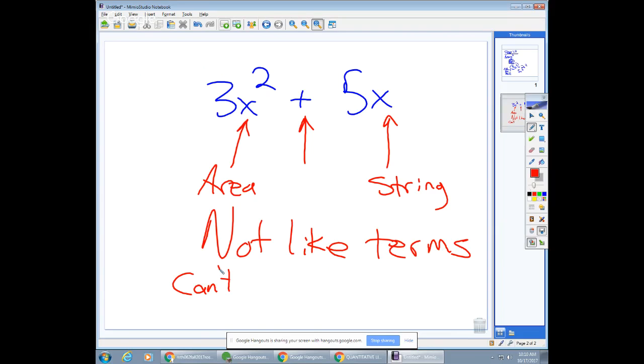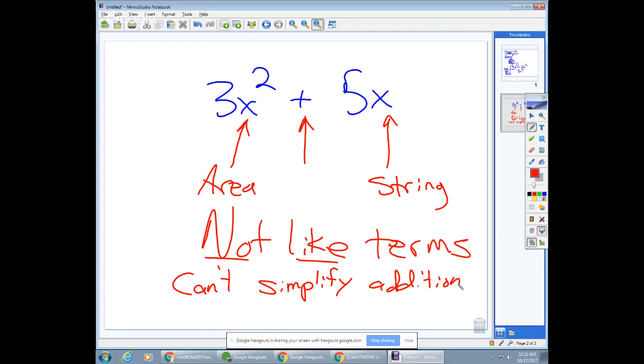It's just 3x squared plus 5x. So I can't simplify the addition. But if it was 3x squared plus 5x squared, could you? Yeah, if they were both x squareds, then they're alike. Or if they're both x's, then they're alike. You got it. Yeah, so I can't simplify the addition if they're not like.